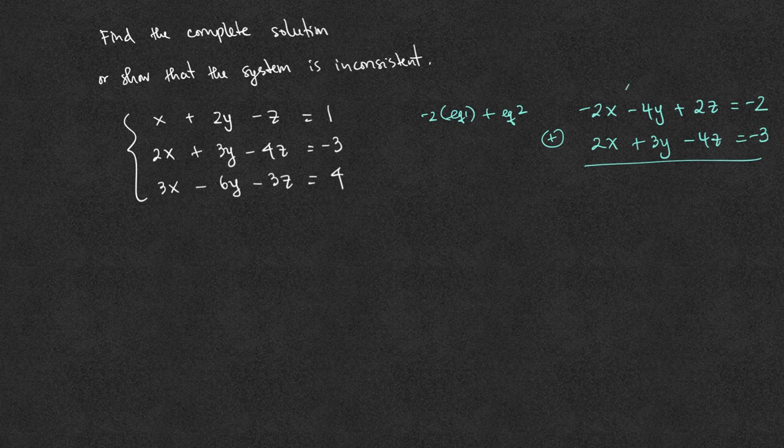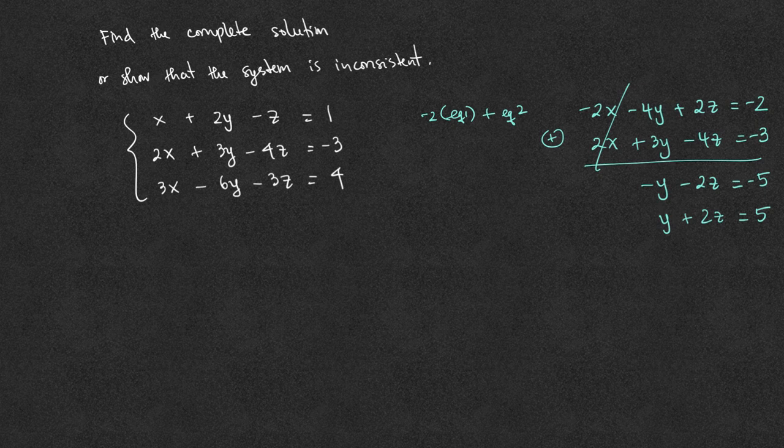Negative 2x plus 2x is gone. Negative 4y plus 3y is negative y. 2z plus negative 4z is negative 2z, and negative 2 plus negative 3 is negative 5. We also want to obtain the leading term positive, so we multiply this new equation by negative 1 to obtain y plus 2z equals 5. This will be the second equation in the new equivalent system of equations.